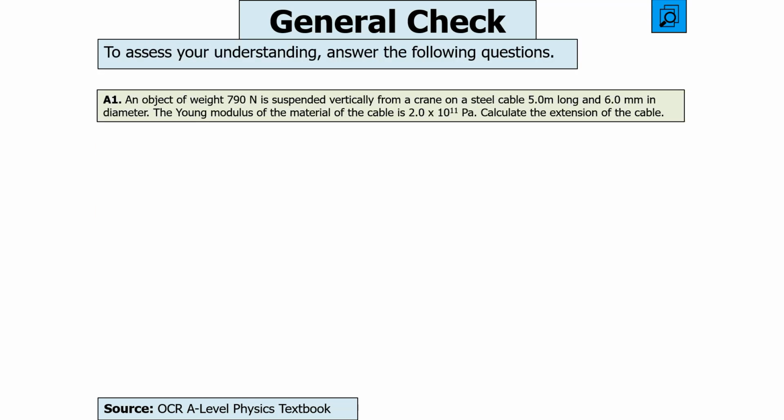The next question says, an object of weight 790 newtons is suspended vertically from a crane on a steel cable 4 meters long and 6 millimeters in diameter. The Young modulus of the material of the cable is 2.0 times 10 to the 11 pascals. Calculate the extension of the cable. So pause the video now, then unpause the video when you want to go through your answer.